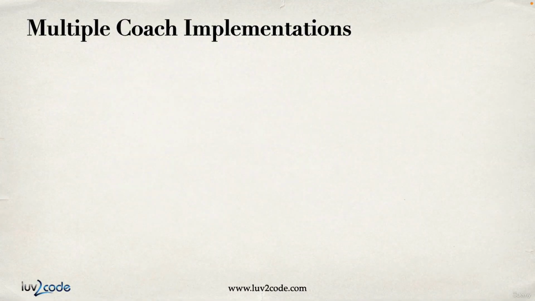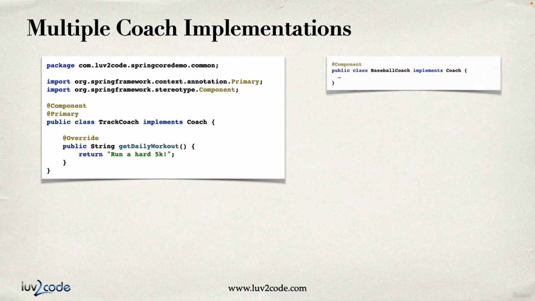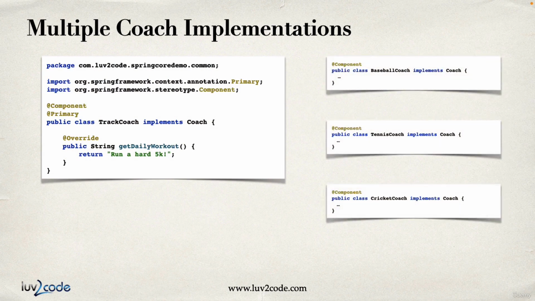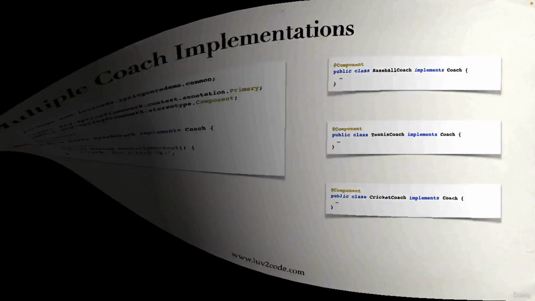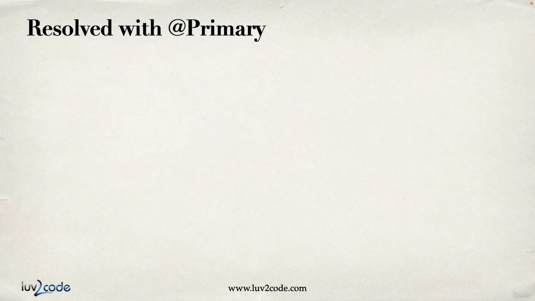So as before, we had our multiple coach implementations, our track coach, baseball coach, tennis coach, and cricket coach. And then the one thing to notice here is that now we make use of this new annotation, primary. So this annotation basically says out of the multiple coach implementations, this is going to be the primary implementation that you should use. Now we can resolve this using the primary.